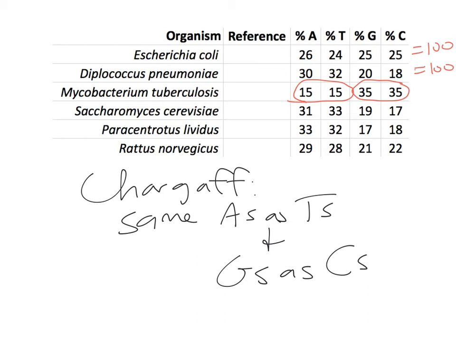So let's focus just really briefly on E. coli. Why does the percent A not equal the percent T? Why is it 26% A and 24% T? Why isn't it equal? Chargaff's rule says the percentage of A's should equal the percentage of T's. Is there like a tailing end? So why wouldn't... I was thinking about that too.